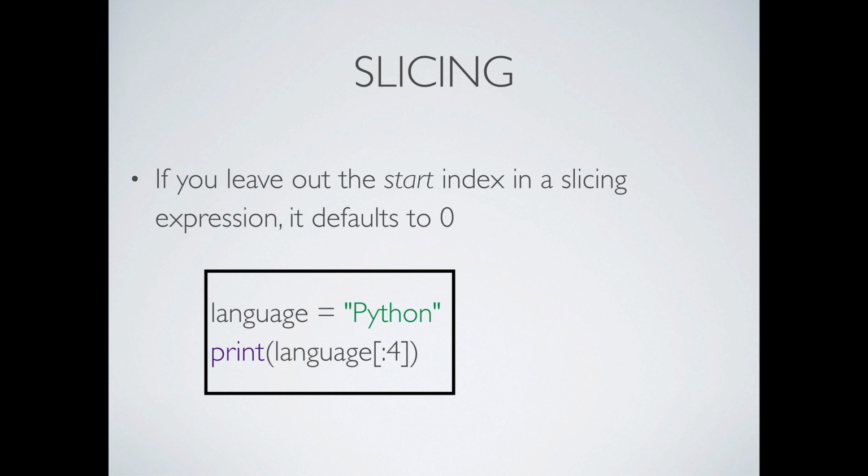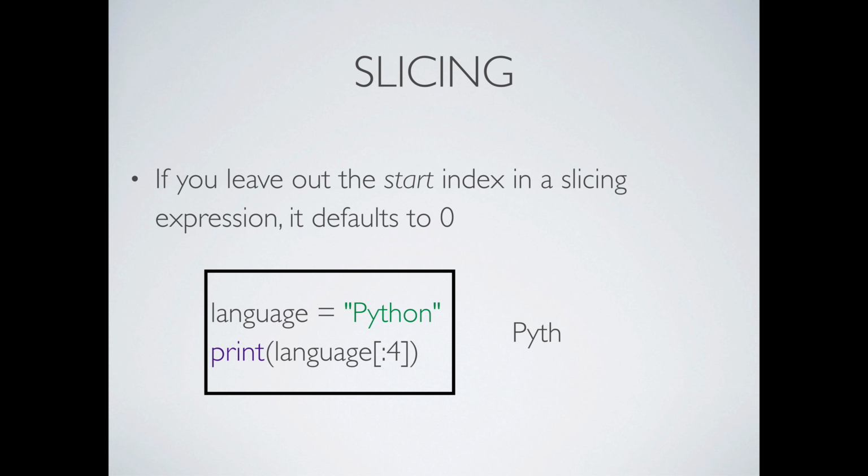So in this case, we will get P, Y, T, H, right? Because P is at position or index 0, Y is at index 1, T is at index 2, H is at index 3, and we do not include the O because that is at index 4. So again, by default, if you leave out a starting index, it will default to 0.